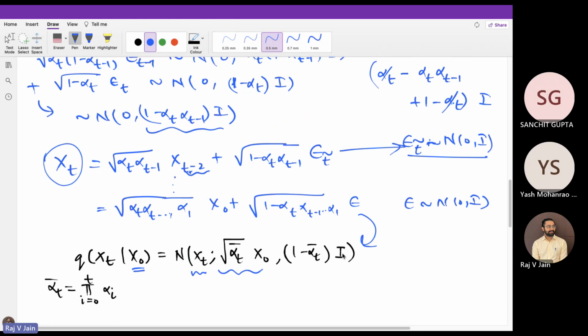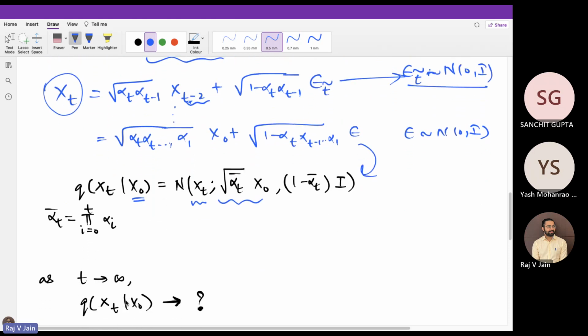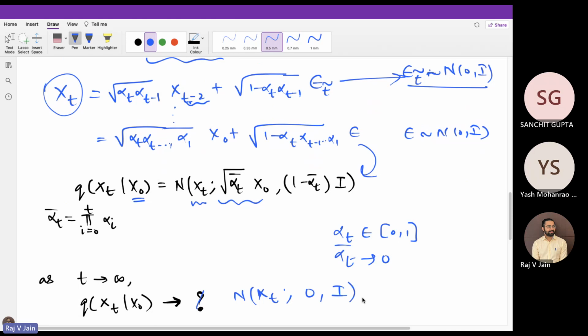If T is very large, it doesn't depend on x. Correct, that's exactly where they're coming to. As T tends to infinity, what will happen to q of xt given x naught? The alpha bar will go to 0, because as we know, all alpha t's are in the 0 to 1 range, so an infinite product of them will tend to 0. Therefore this distribution will tend to the distribution of xt with 0 mean and unit variance.